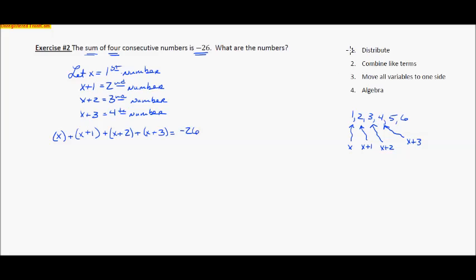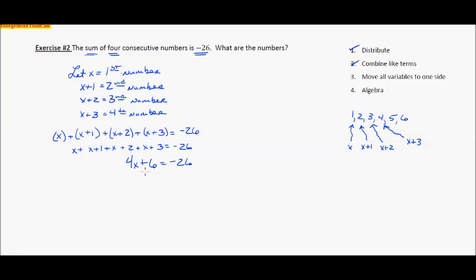Now let's go to my list here. Do I have any distribution to do? I don't have any of that. Now I can combine like terms. If they're simply adding these, I can drop all those parentheses right out. It can be just simply this without the parentheses. When I go to combine like terms, all of these x's are on the left side. So 1x and 1x and 1x and 1x gives me 4x. And then I have the numbers 1 and 2 and 3. When I add those together, I get 6. And the other side of the equation is just the same. So I've combined all my like terms.